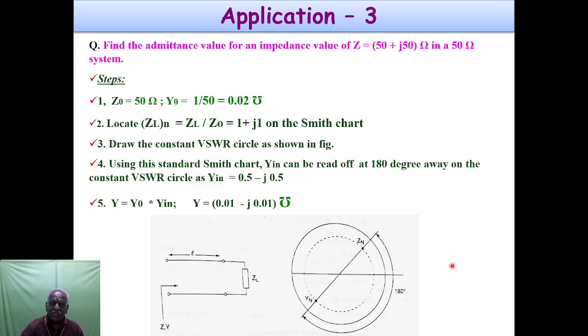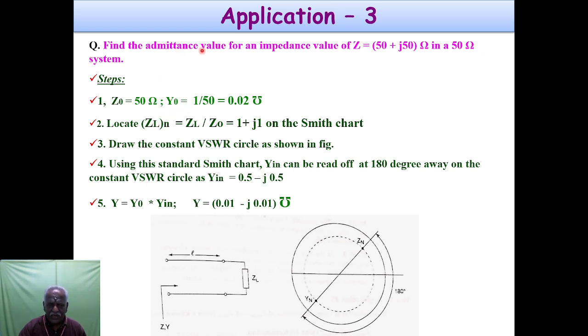The next, application number 3: find the admittance value for an impedance of Z equal to 50 plus j50 ohms in a 50 ohm system. That means we are using the Smith chart as an admittance chart, so we are going to find the admittance. The impedance value given is 50 plus j50, so it is to be marked on the Smith chart. Z0 is equal to 50 ohms, the characteristic impedance of the transmission line.